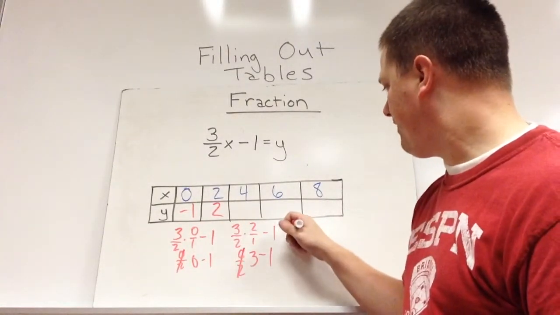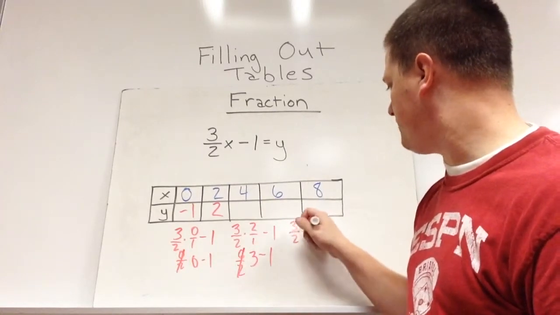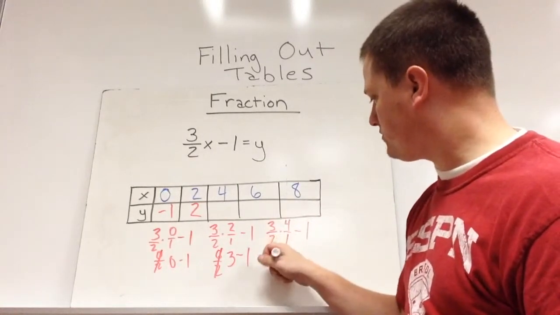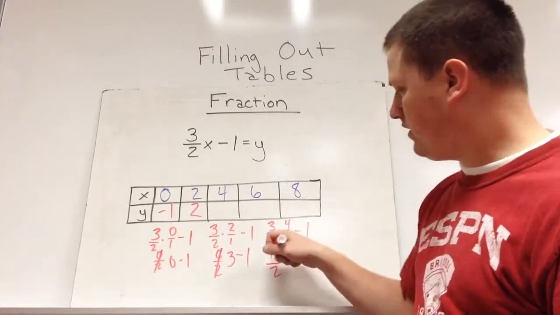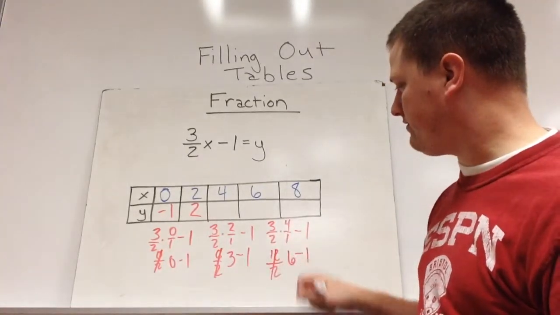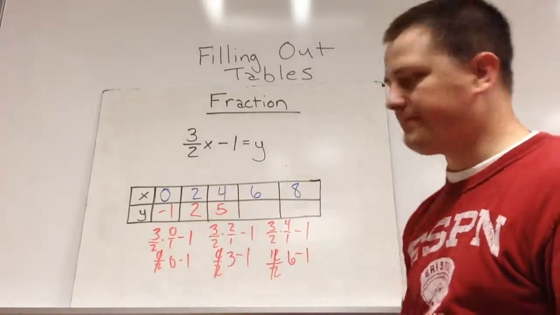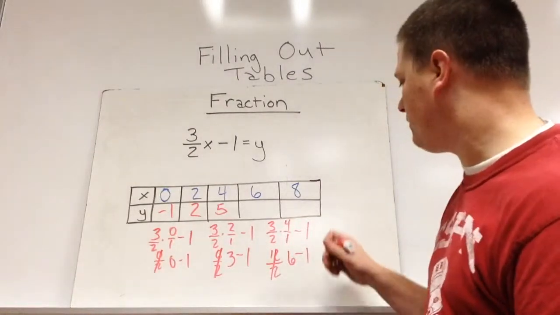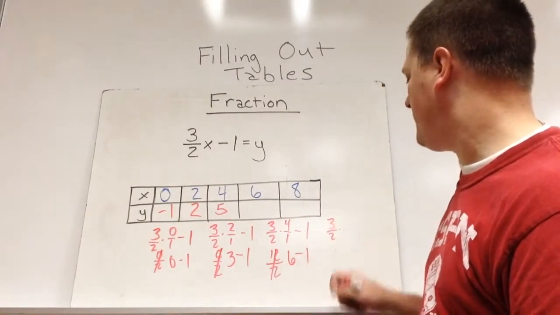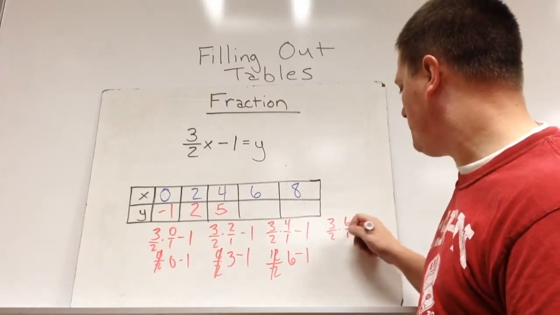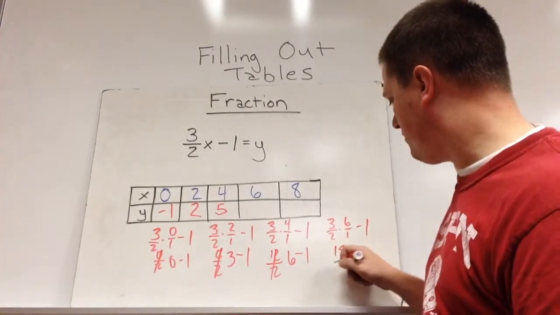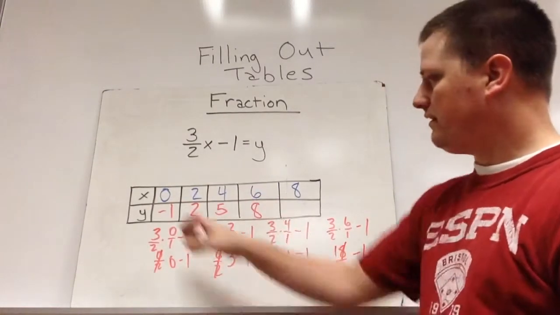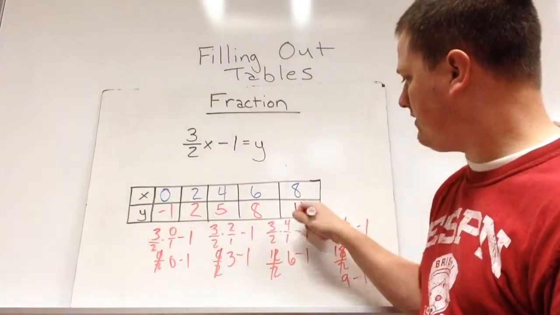Next version. 3 over 2 times 4 over 1 minus 1. So we're going to go 3 times 4 is 12. 2 times 1 is 2. 12 divided by 2 is 6. So we have 6 minus 1, which is 5. Anybody see a pattern yet? If you do, you could use it to fill out the rest. I'm going to do one more, make sure my pattern works. 3 over 2 times 6 over 1 minus 1. It's going to give us 18 over 2 minus 1, which is 9 minus 1, which is 8. Looks like we're adding 3 each time. It gives me an 11 there.